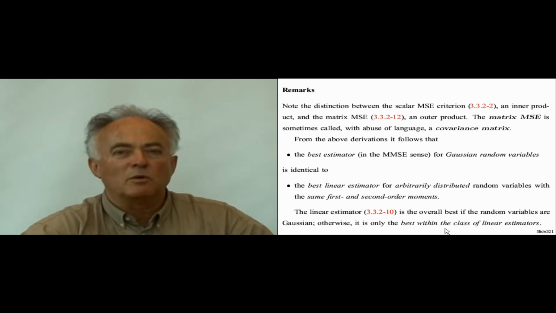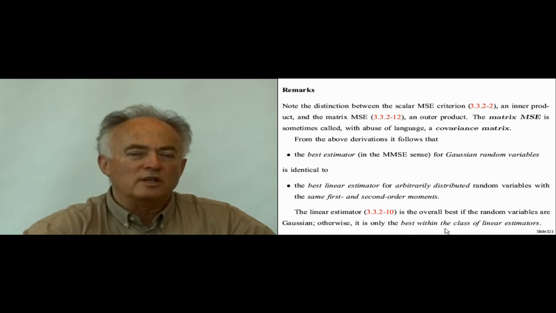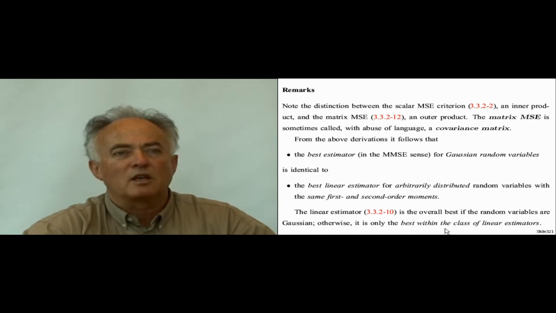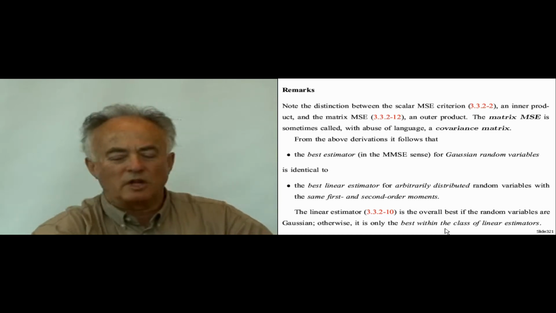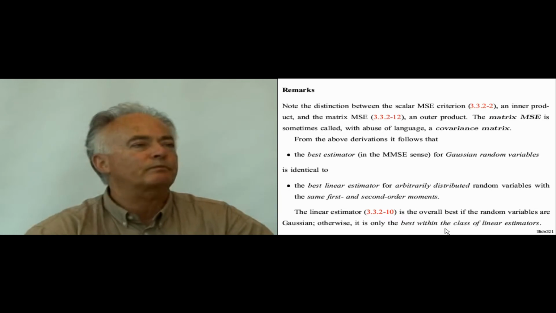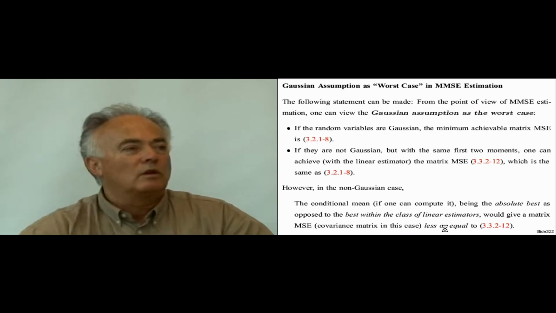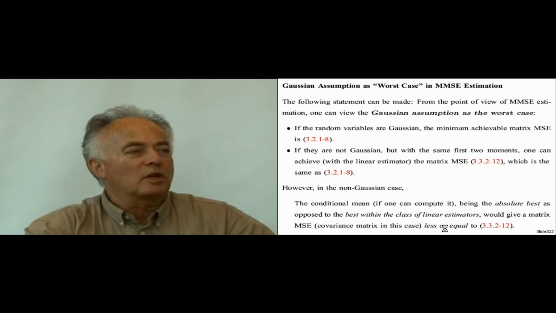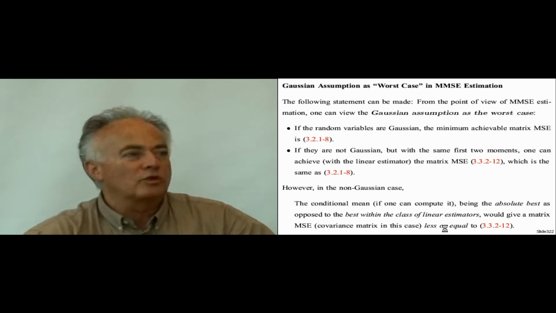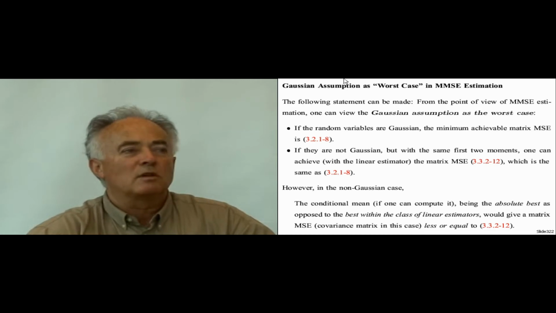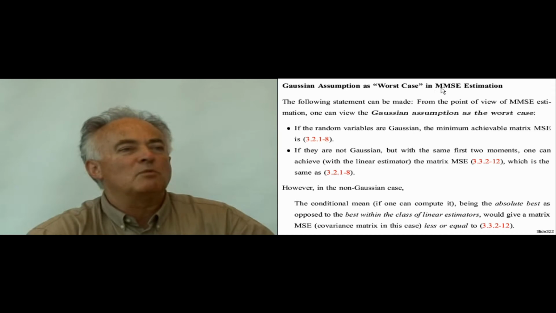But there will be one example in which we can show not only what that non-linear estimator is, but evaluate its quality compared to the linear estimator. So this will be done later. Now, in view of this, we can draw another interesting conclusion, namely, the Gaussian assumption can be seen as a worst case in the context of minimum mean square error estimation.